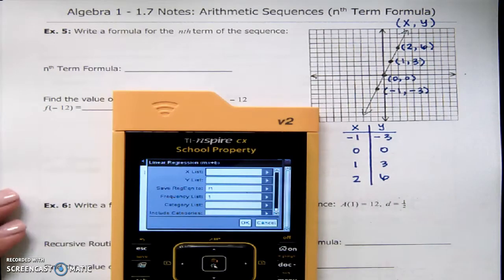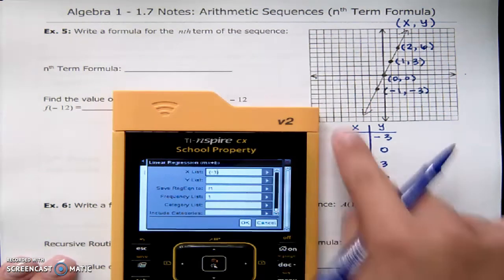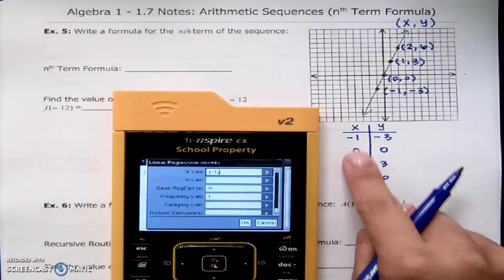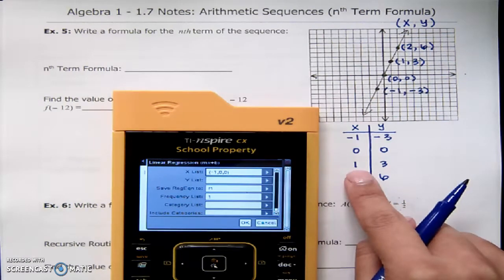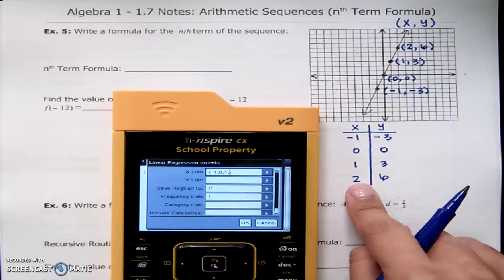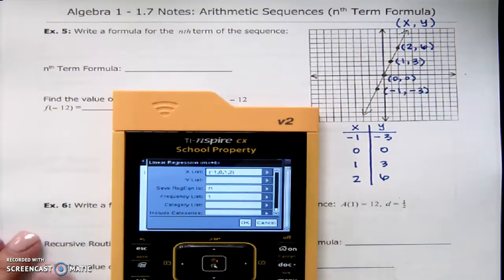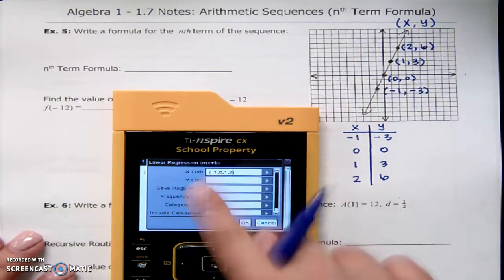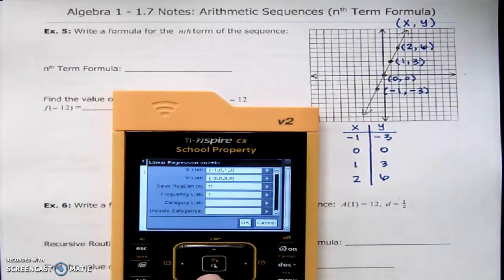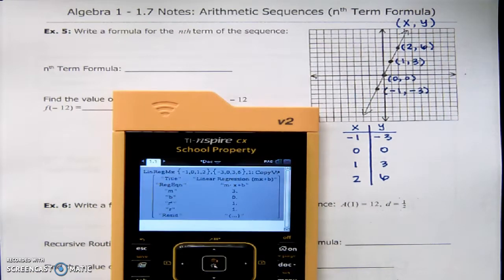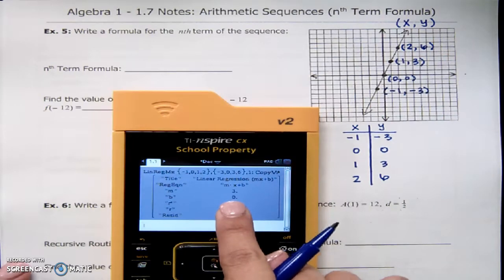So creating a table just makes it easier to put in the numbers. I put in my braces, negative 1, comma, 0, comma, 1, comma, 2. And make sure that your numbers from your table match what you're putting in the calculator. Control braces, negative 3, comma 0, comma 3, comma 6. Go down to OK. Now it gives me the M and the B.